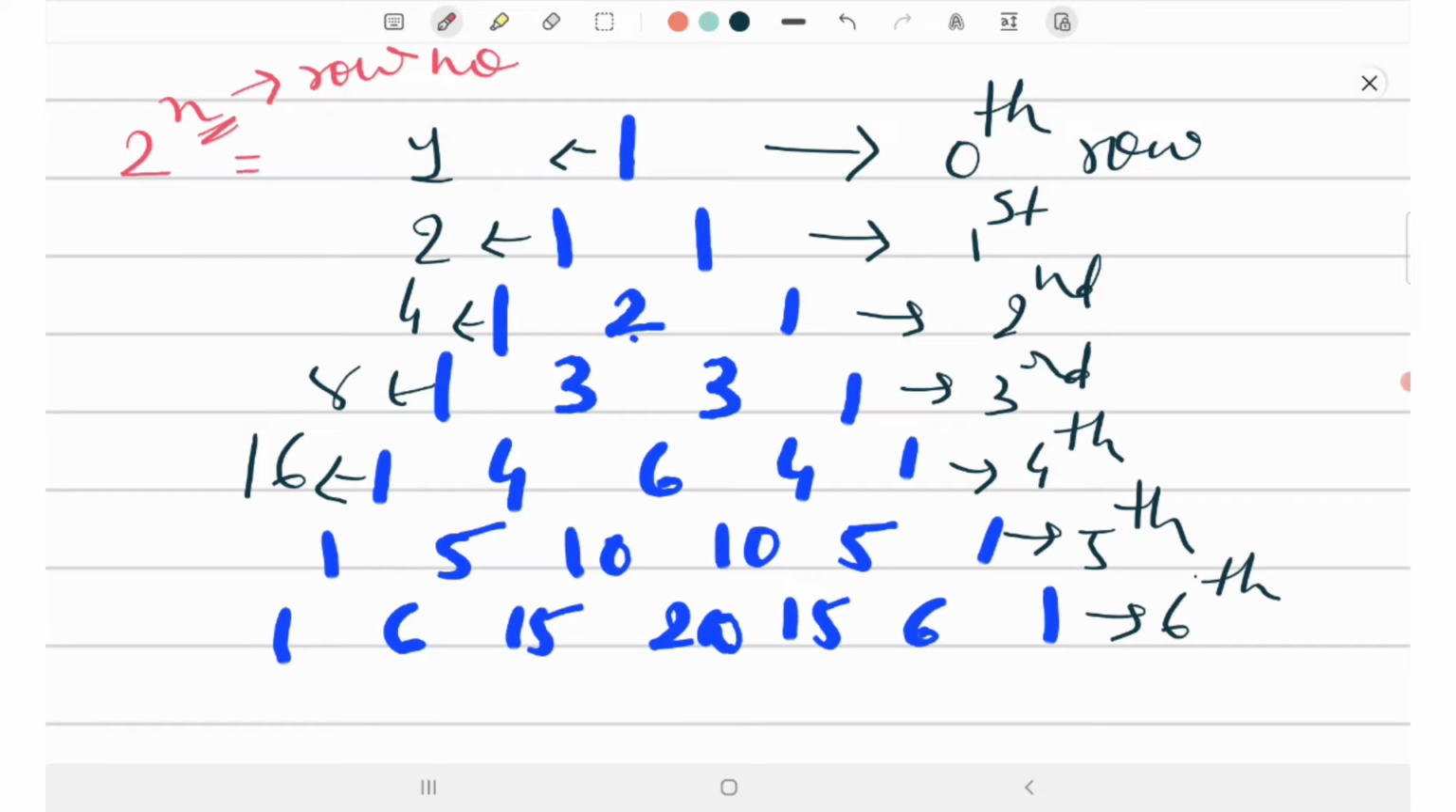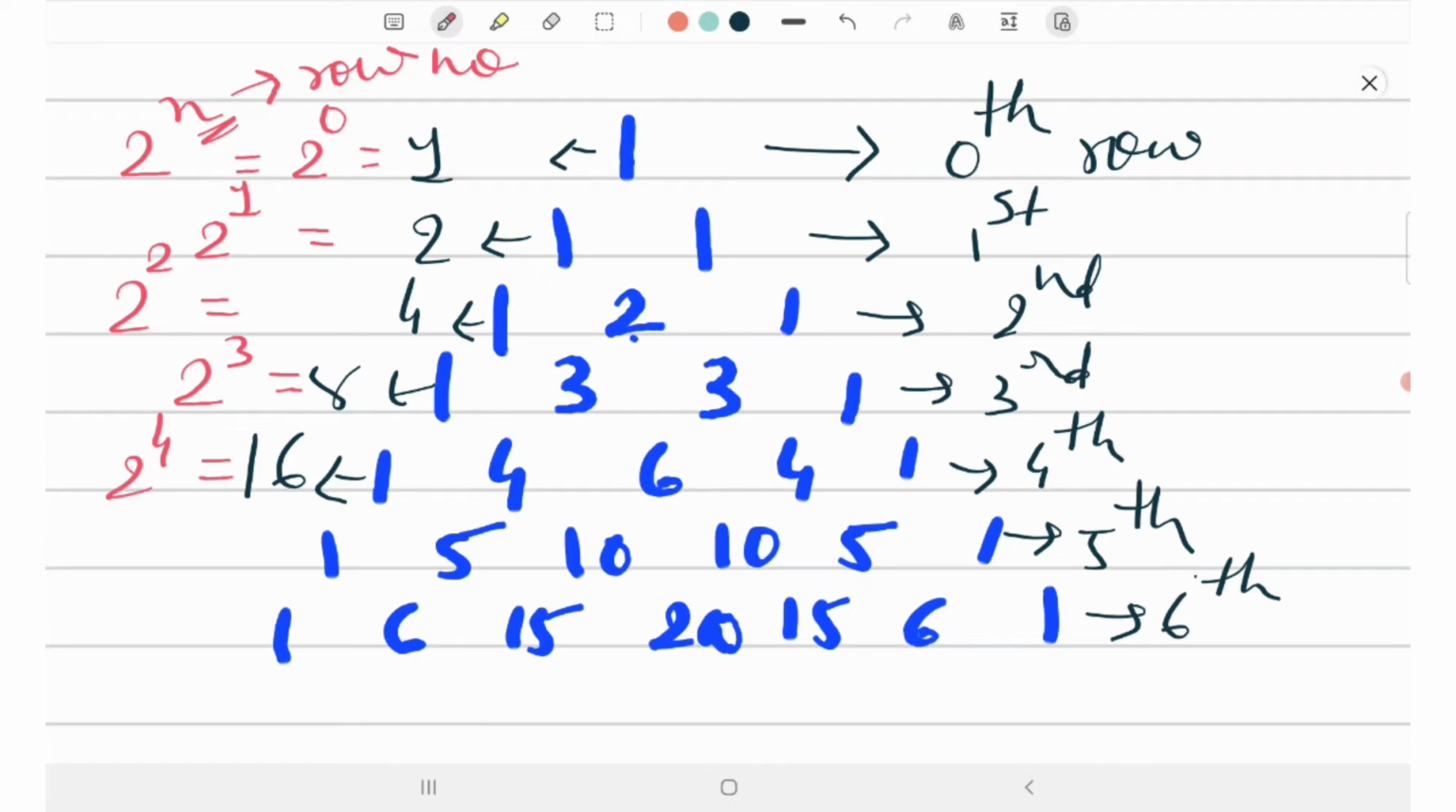Which means that if I say 2 to the power of 0, because this is the 0th row, it shows me 1. Here 2 to the power of 1, because it is the first row, so it shows me 2. It means that in the first row, when we add up the numbers, it gives me a 2. In the second row, if I add up all the numbers, it gives me a total of 4. In the third row, if I add all the numbers, it gives me a total of 8. Similarly, in the fourth row, it gives me a total of 16.